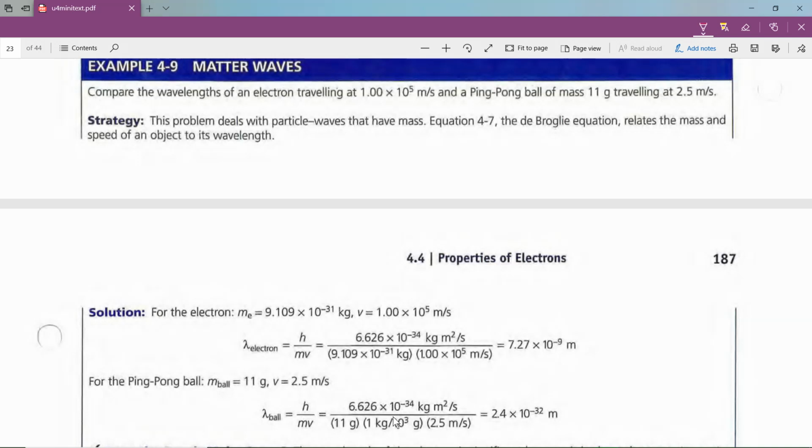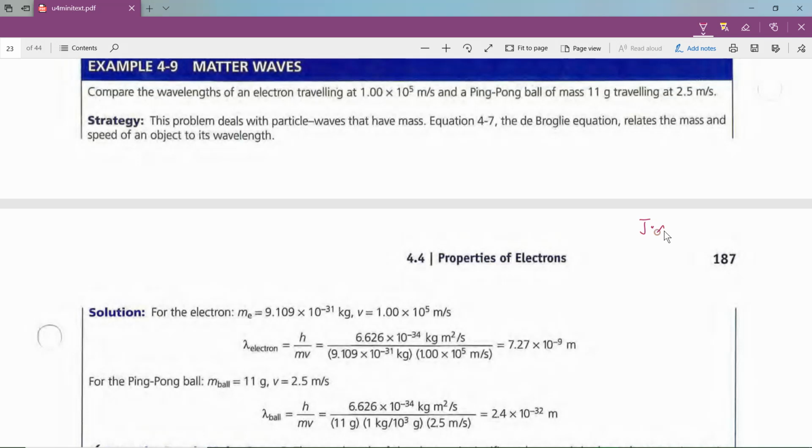Ping pong ball, 11 grams. There it is. Convert that to kilograms, fine. 2.5 meters per second. All the stuff in the denominator is so much larger than Planck's constant that you get a much smaller value. This is interesting. They gave Planck's constant here in kilogram meters squared per second. You don't usually see it like that.